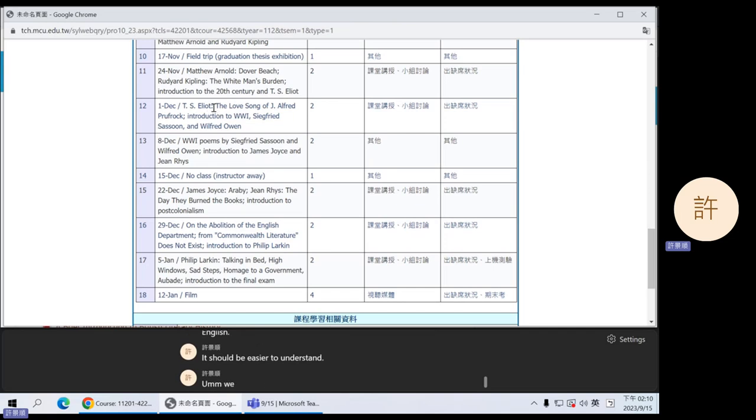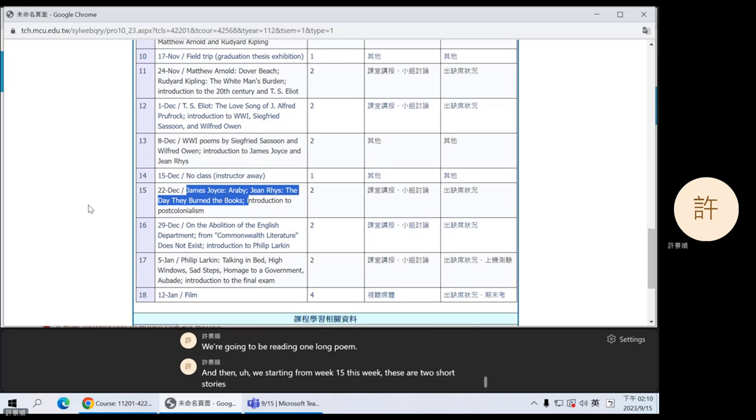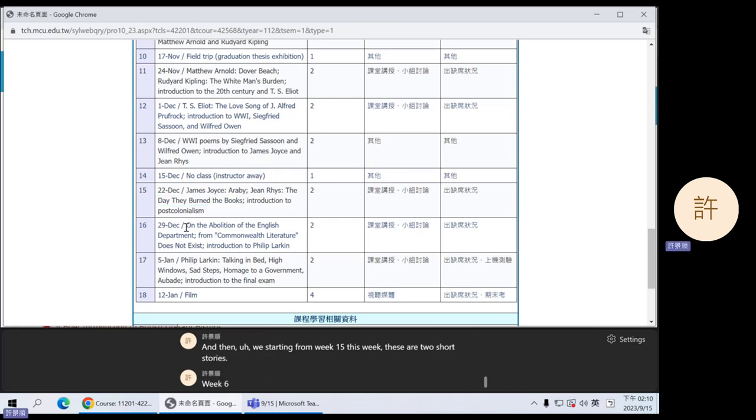Week 12, we're going to be reading one long poem. And then starting from week 15, this week, these are two short stories. Week 16, we're going to be reading two essays. And then week 17, we're going to be reading some more poetry.